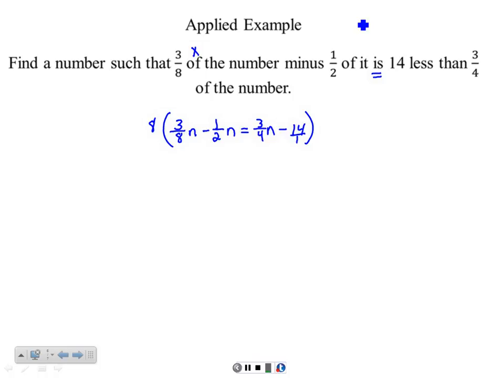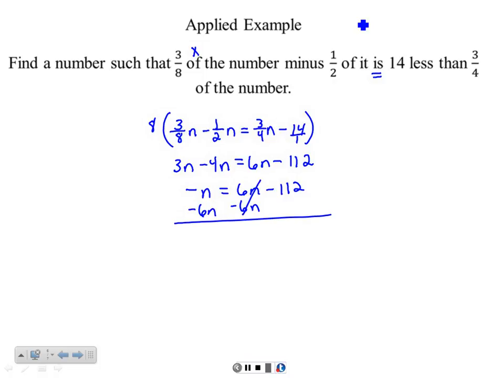So 8 times 3/8 is going to be 3n. 8 times -1/2 n is going to be -4n. Equals 8 times 3/4 n is going to be 6n. Minus 8 times 14 is going to be 112. So now I want to combine the like terms on the left hand side, which is going to give me -1n is equal to 6n minus 112. I want to get the 6n and the -1n on the same side, so I want to separate the 6n and the 112, so I'm going to minus 6n from both sides.